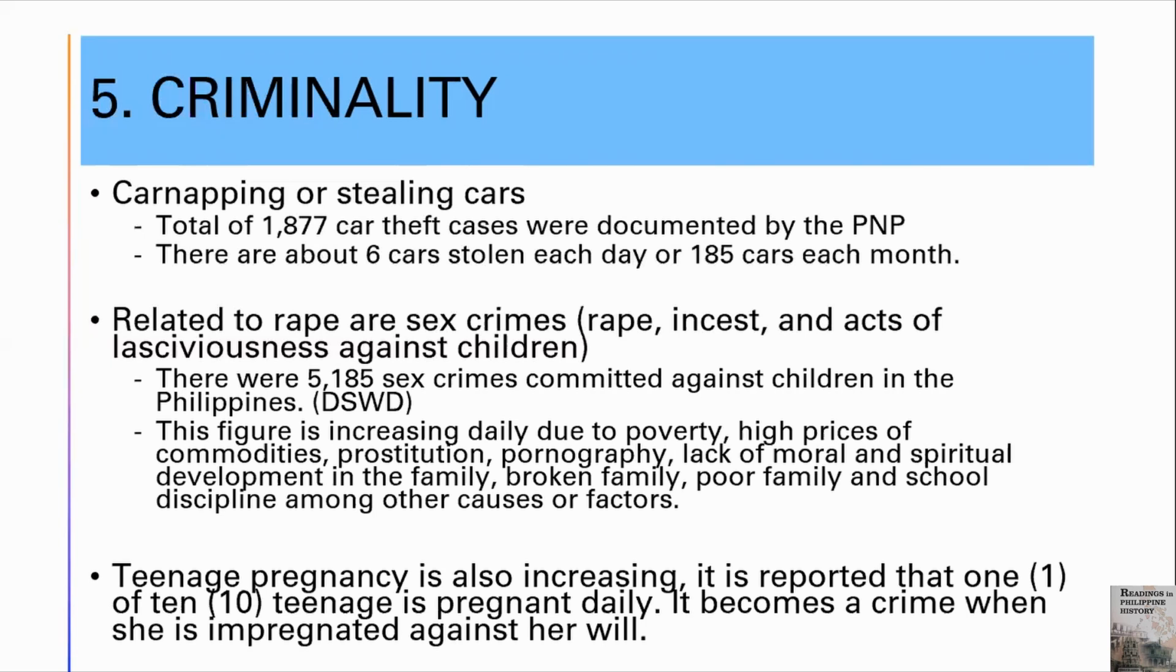Teenage pregnancy is also increasing. It is reported that 1 of 10 teenagers is pregnant daily. It becomes a crime when she is impregnated against her will.